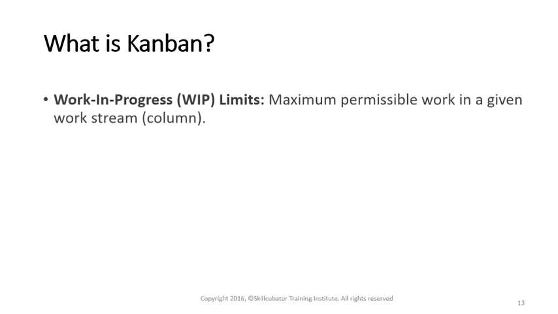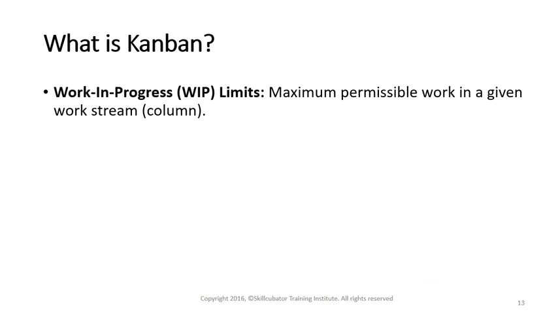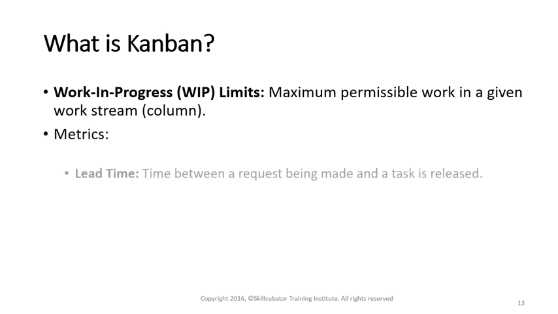Right? Now let's see what WIP limits are, work in progress limits. A WIP limit is the maximum number of work items that are allowed in a given stream or column, meaning you cannot take more than the WIP limit that has been established for that particular column. Metrics, let's see some metrics.